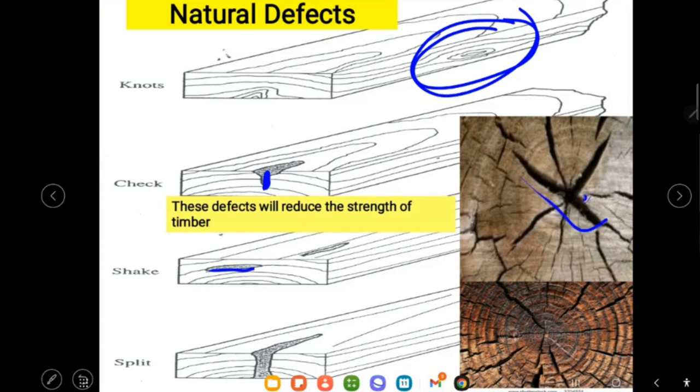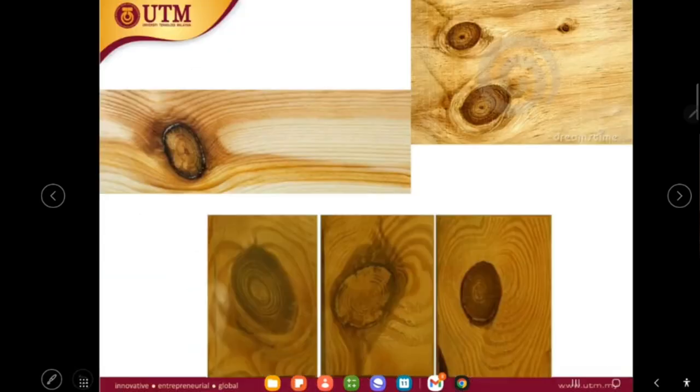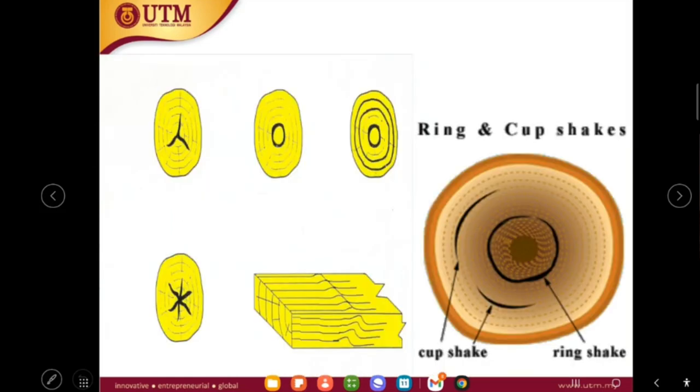And then split is the defect which crosses the entire section, which is what we call a split. For example, like this one, this is what we call knots. And then we have a cup shake. For shake, we can further classify it as a cup shake, which is only at here. And then we have something like a complete circle, which is what we call a ring shake. But no matter if it is cup shake or ring shake, this happens in the radial direction of the annual ring.